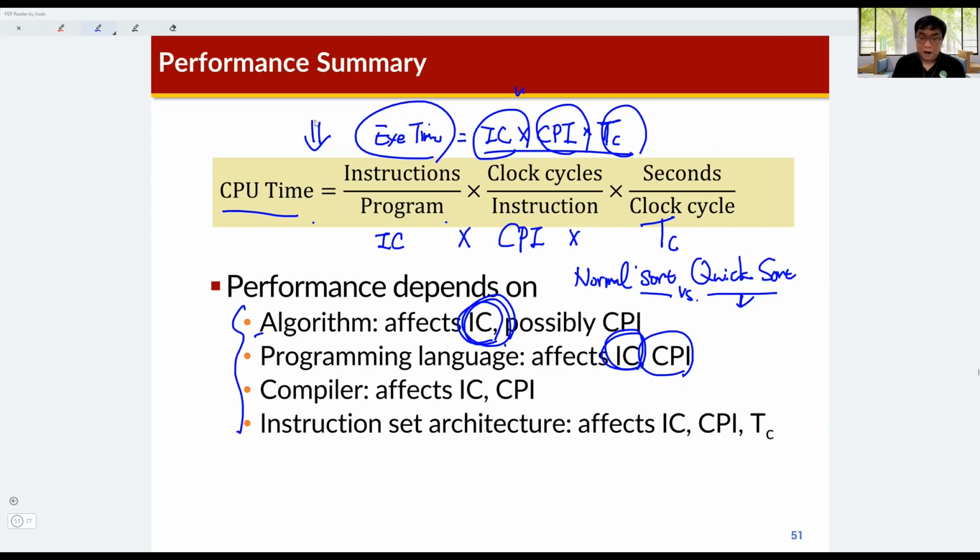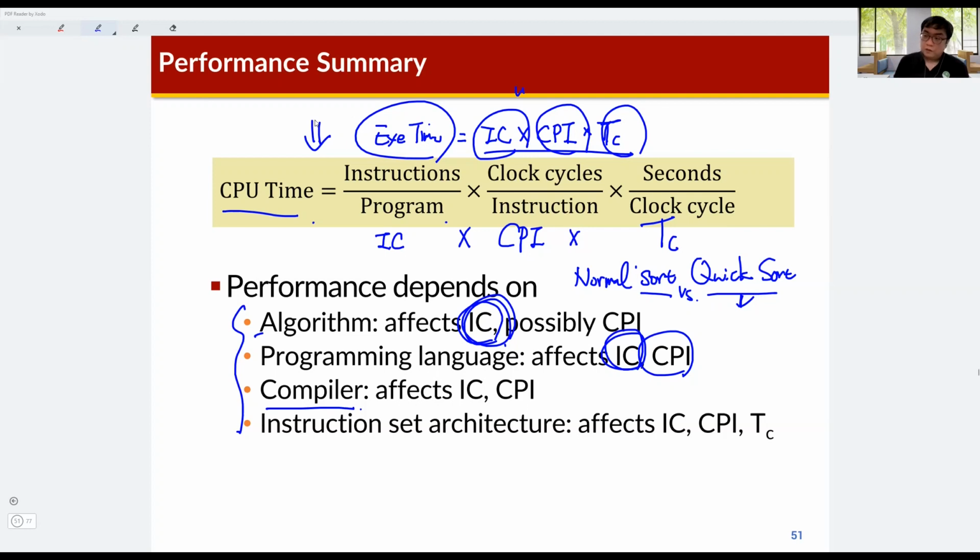And the compiler. The compiler is the translator that translates our high-level language into machine language. There are many different techniques in a compiler. If we use better optimization techniques for the compiler, then the speed of the application will be faster.